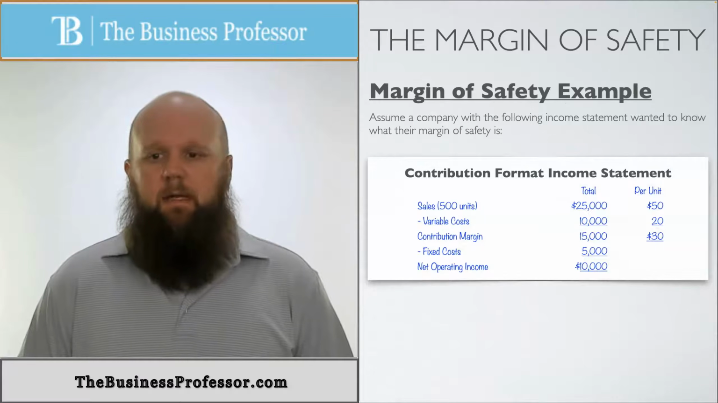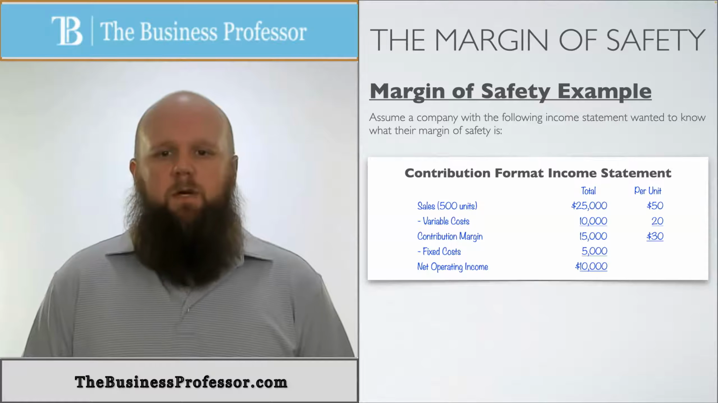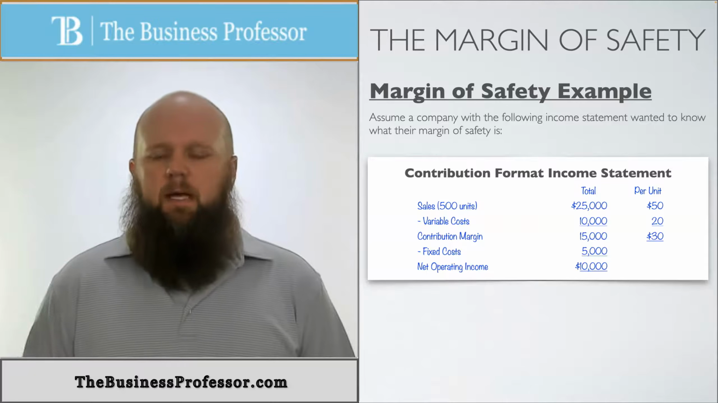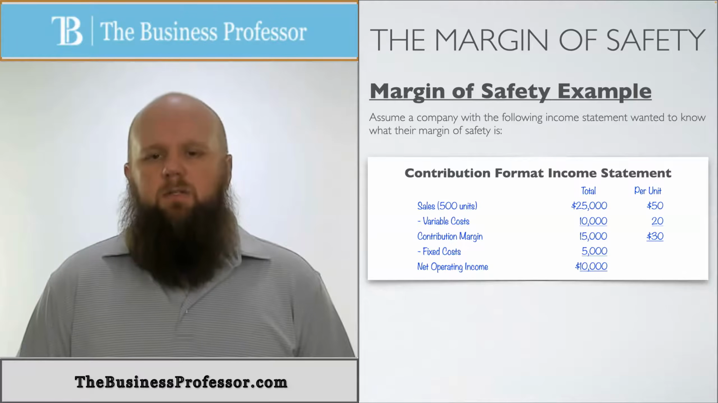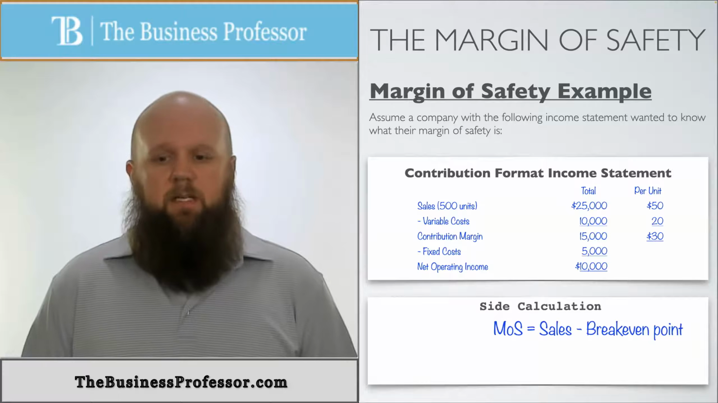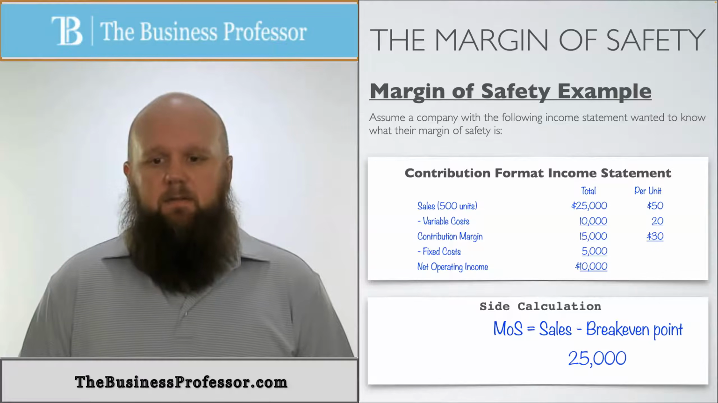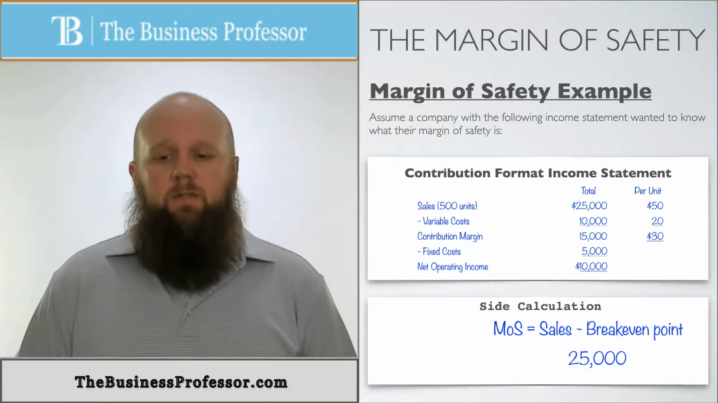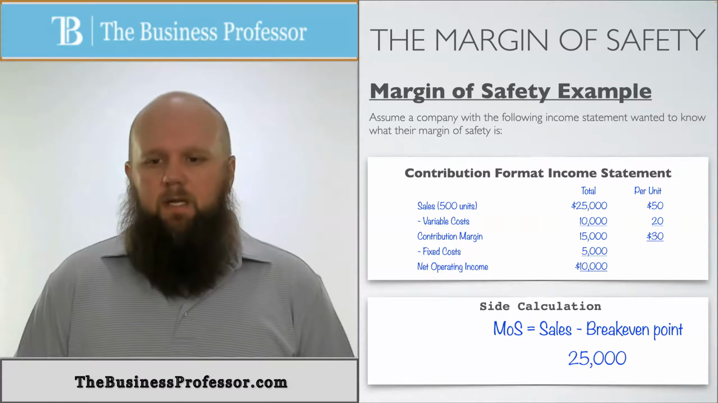Assume the company has the following income statement and wants to know what the margin of safety is. So again, same setup. We're at 25,000 sales, net operating income of 10,000. So let's look at the margin of safety. The margin of safety's equation is sales minus break-even point. Now, we need to know the sales, which is 25,000. It's given to us. We also need to know the break-even point, which we can do very quickly.